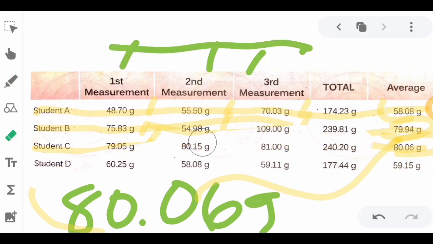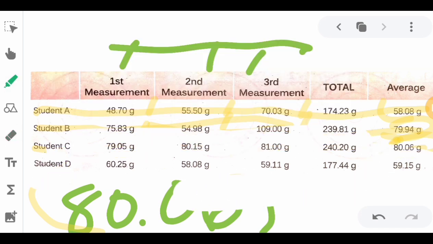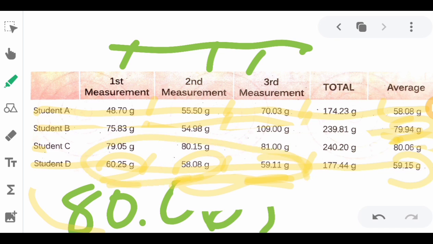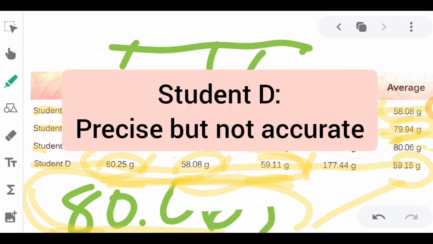Now let us proceed to student D. The first measurement is 60.25, then 58.08, and then 59.11. The data are close to one another. We have 58.08 and 59.11, and the average is 59.15. So we can say that for letter D, this is precise because we have two that are close to one another, as well as 60.25. This is precise, but the average measurement is far from the standard measurement, the target measurement, so this is not accurate. The measurement of student D is precise but not accurate.